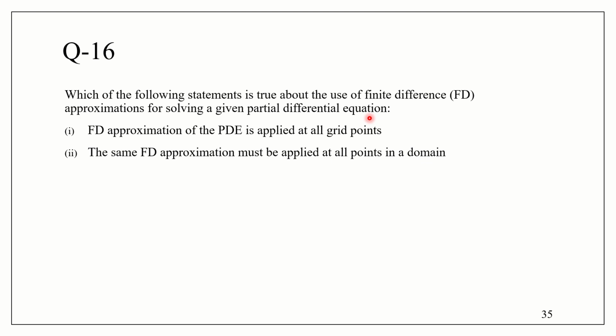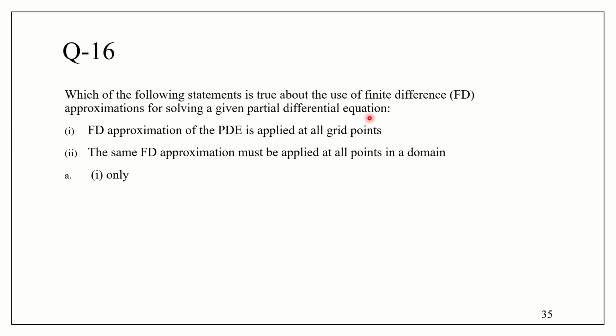Coming back to the first statement, that the FD approximation is applied at all grid points: it is false. Those points would include the boundaries, but at the boundaries we have boundary conditions. So the FD approximation of the PDE is not applied at all the grid points. We apply it only at the required points, and the number of points and the number of equations also come into the picture.